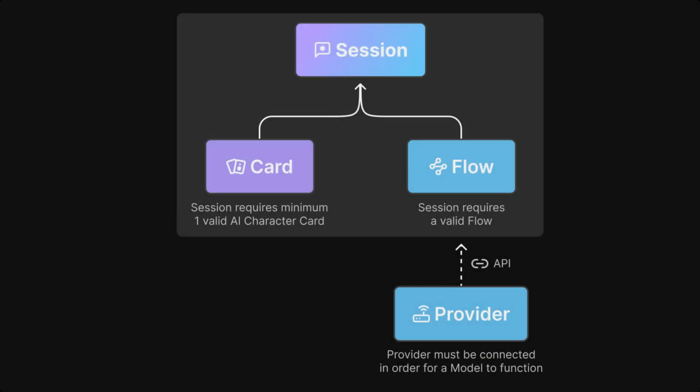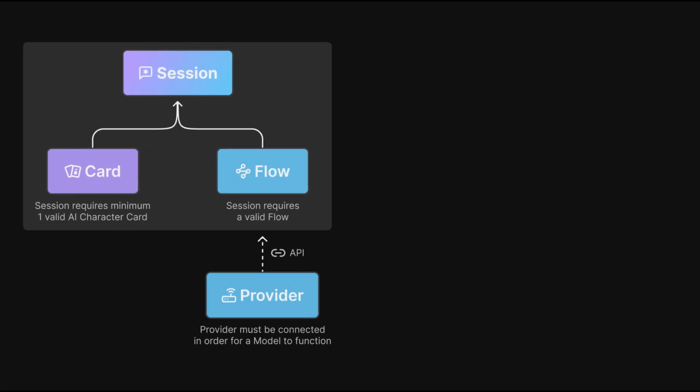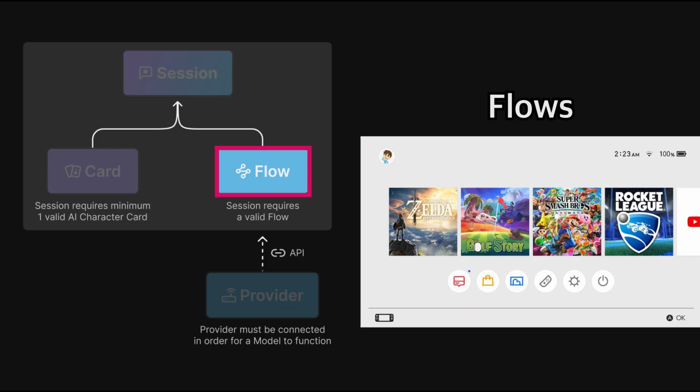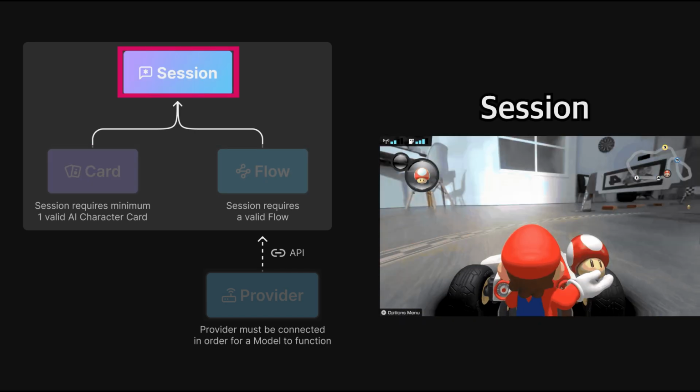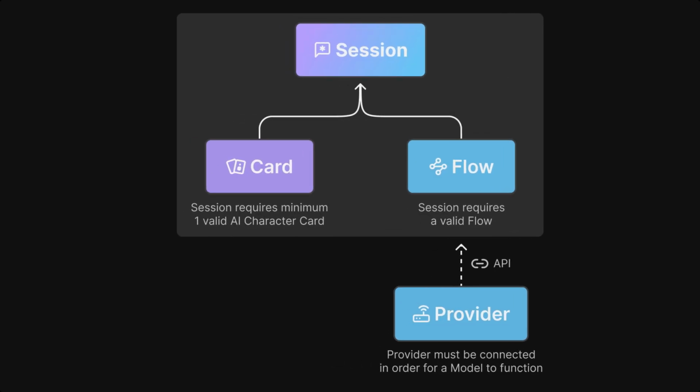Remember how we compared Asterisk to a game? In that analogy, flow is the game system. It holds the logic and rules that drive your experience. Cards are your playable characters, and a session is the game screen where you play. Just like a game system dictates how the game is played, a flow powers your AI-driven roleplay.